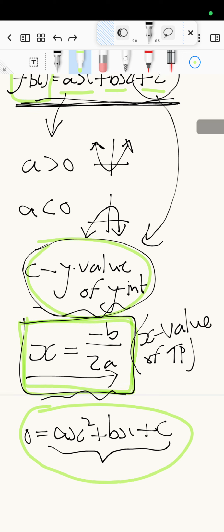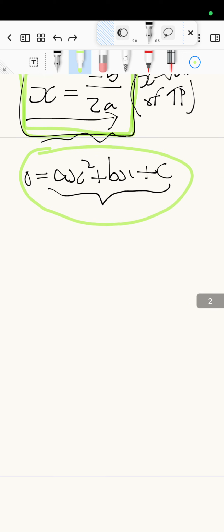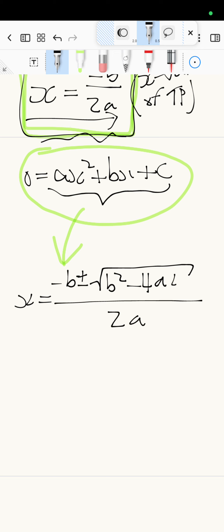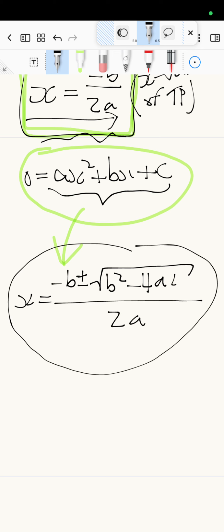Okay, so I did mention that if you can't factorize this, you need the quadratic formula. So just a reminder, what is the quadratic formula? It is x is equal to minus b plus minus the square root of b squared minus 4ac, over 2a. So you use your quadratic formula in order to find your x-intercepts when it is in this form. Great.